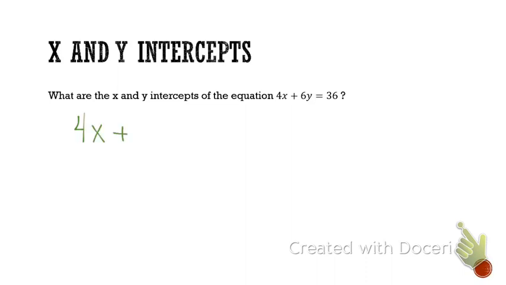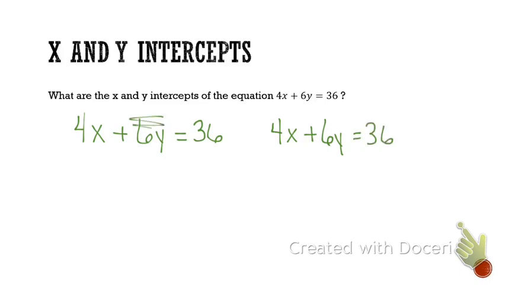So 4X plus 6Y. If you want to pause it and work this problem ahead of me, that would be great. And 4X plus 6Y equals 36. So on the first one, solve for X, plug in 0 for Y, divide by 4, and X equals 9. So your X intercept is 9, 0.